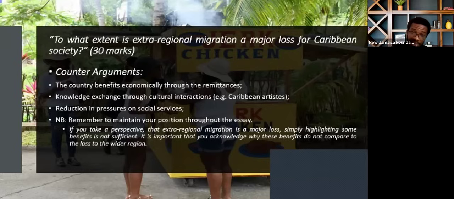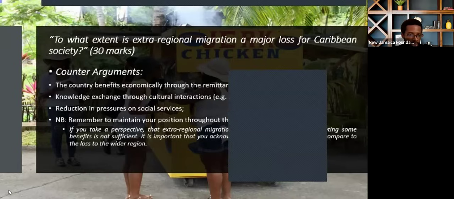So if you take a perspective that extra-regional migration is a major loss, simply highlighting some of the benefits is not sufficient. It is important that you acknowledge why these benefits do not compare to the loss to the wider region. So basically, to what extent is extra-regional migration a major loss? See, you can underline it. Extra-regional migration or immigration is a major loss. You could say, well, it's a loss, but not as major. Or you could still say, well, it's a minor loss, but basically you have to state your position.